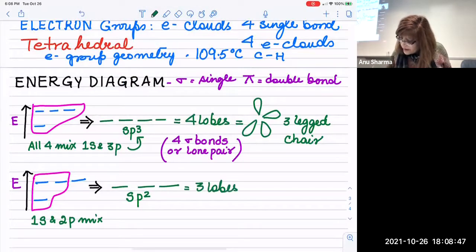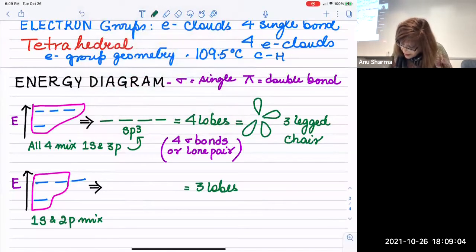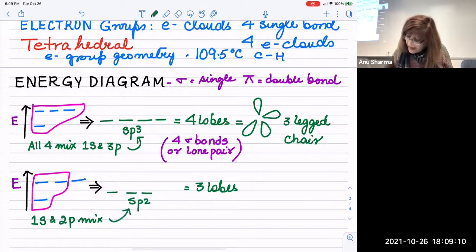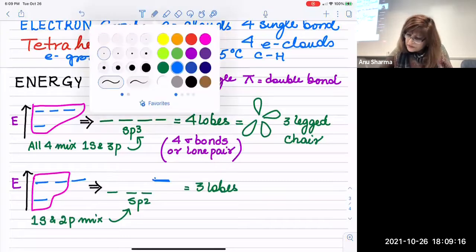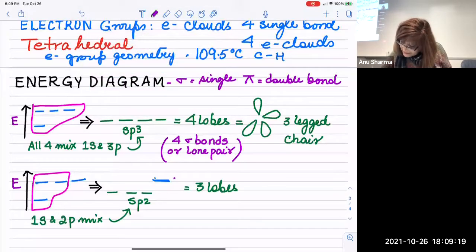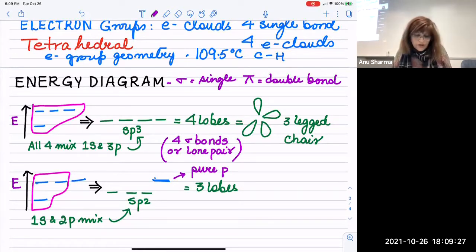And how do these three lobes look? Now, what happens to the one that did not mix? That remains pure. So that is the pure P. This is lower, sp2 is here. This is sp2. And this one is the pure P, meaning it did not mix. But these are the ones that mix, the sp2, so they form the three lobes.